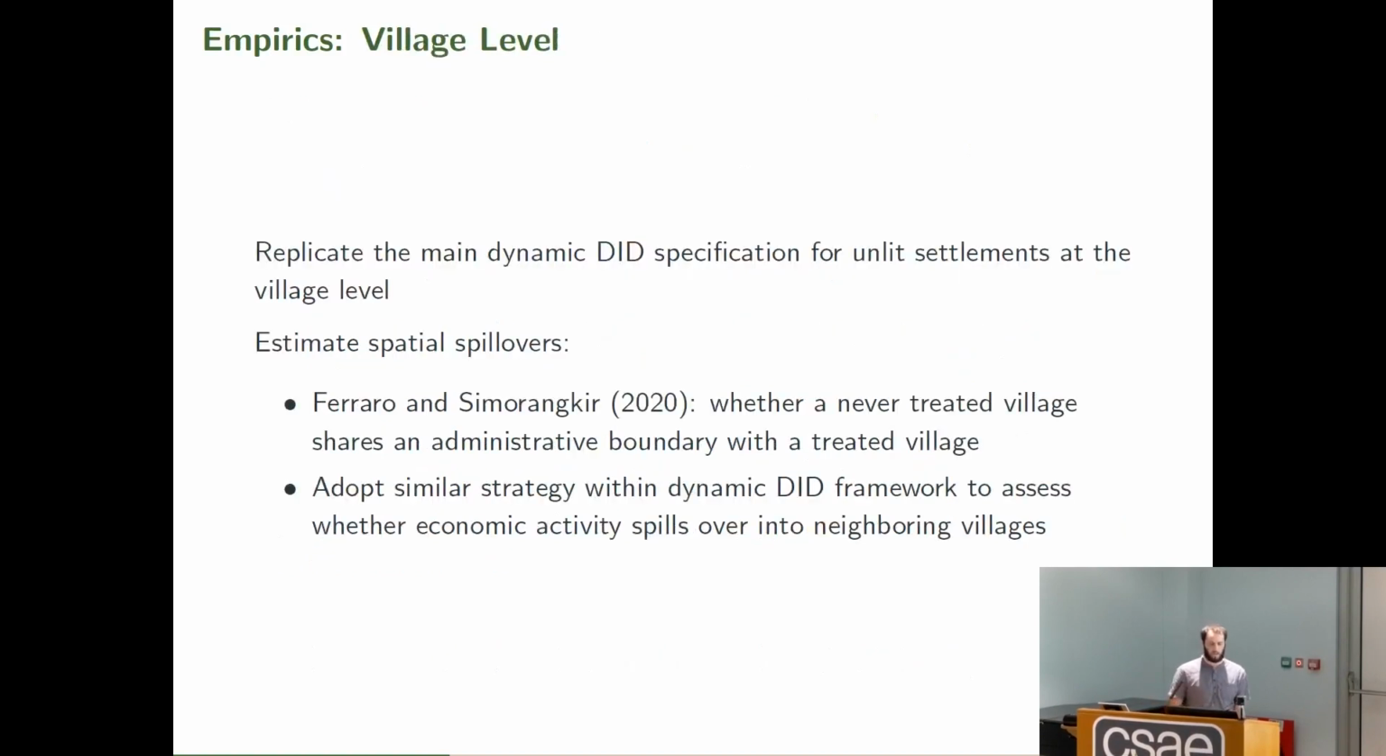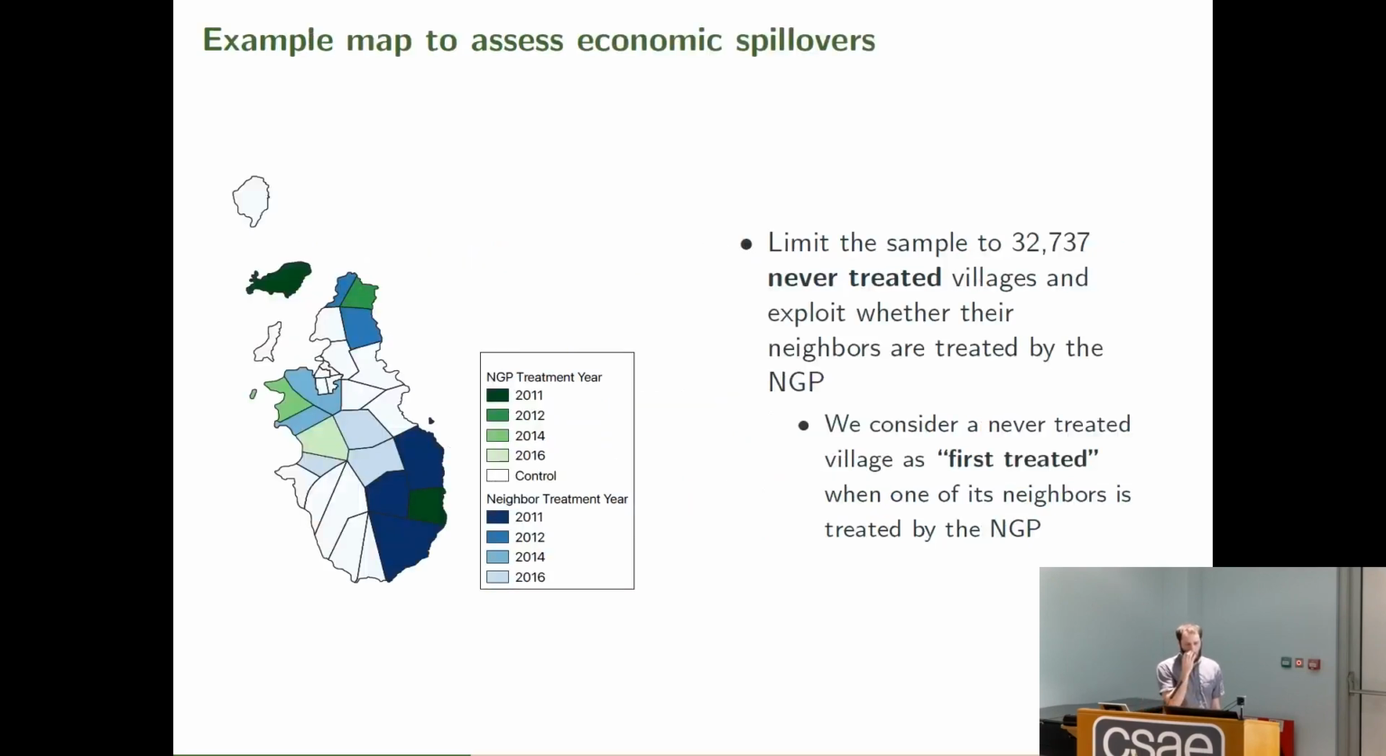All right, so at the village level, we're trying to replicate this dynamic effect at the municipality level to reassure us of the effects that we're finding, but we're also interested in spatial spillovers. So here we're going to use this paper by Ferraro and Simorangkir in Indonesia, and they're looking at a cash transfer program, and they're using when your neighbor is treated by this program. So control villages being touched by a treated neighbor. So we're going to adopt the same strategy here.